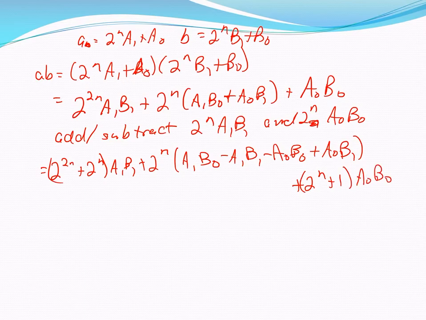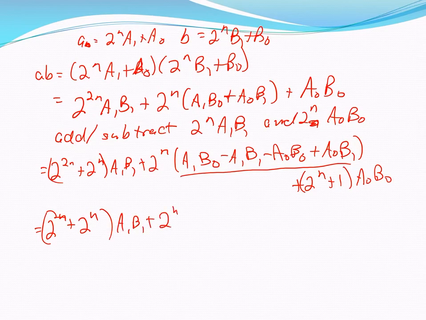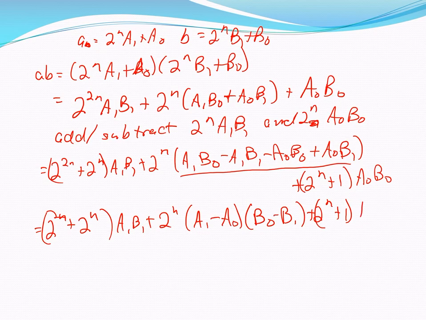And now I can factor this long expression as such: 2 to the 2n plus 2 to the n times a1 b1 plus 2 to the n times a1 minus a0 times b0 minus b1. And if you multiply that out yourself, you'll see that it equals the number above, plus 2 to the n plus 1 times a0 b0. And now I have only three multiplications of integers half the size, whereas up here I had four multiplications of integers half the size. And that gives us the number of subproblems a equals 3.